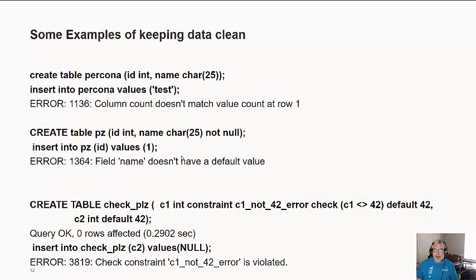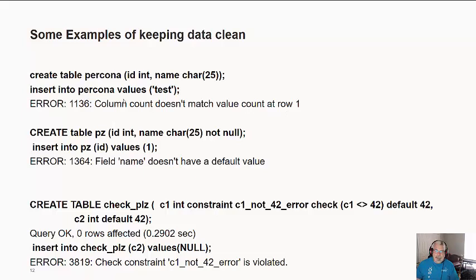Now here's some examples of keeping data clean the traditional way with a relational database. We're going to create a table called Percona, 2 columns. ID is an integer. We have another one called name, a CHAR 25. We insert into that new table the values of test. We haven't specified a value for ID, and it's going to come back and say, hey, you're missing a row. That's "column count doesn't match value count at row 1."